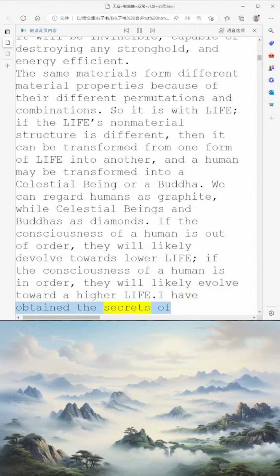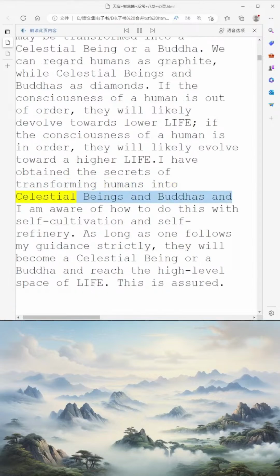I have obtained the secrets of transforming humans into celestial beings and Buddhas, and I am aware of how to do this with self-cultivation and self-refinery.